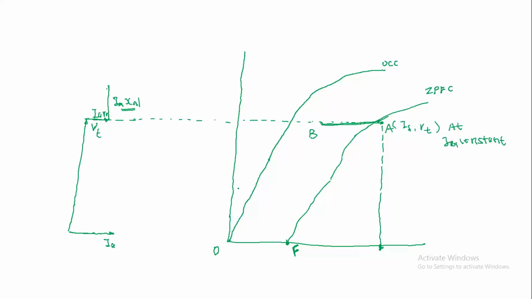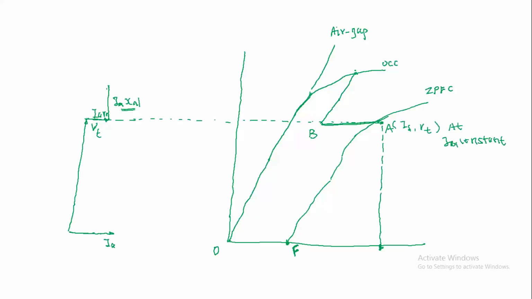Now from the OCC, draw a tangent to the initial portion. So what is this? This is the air gap line. The air gap line is also the OCC when saturation is neglected. Now from point B, draw a line parallel to the air gap line. So this is cutting the OCC here.